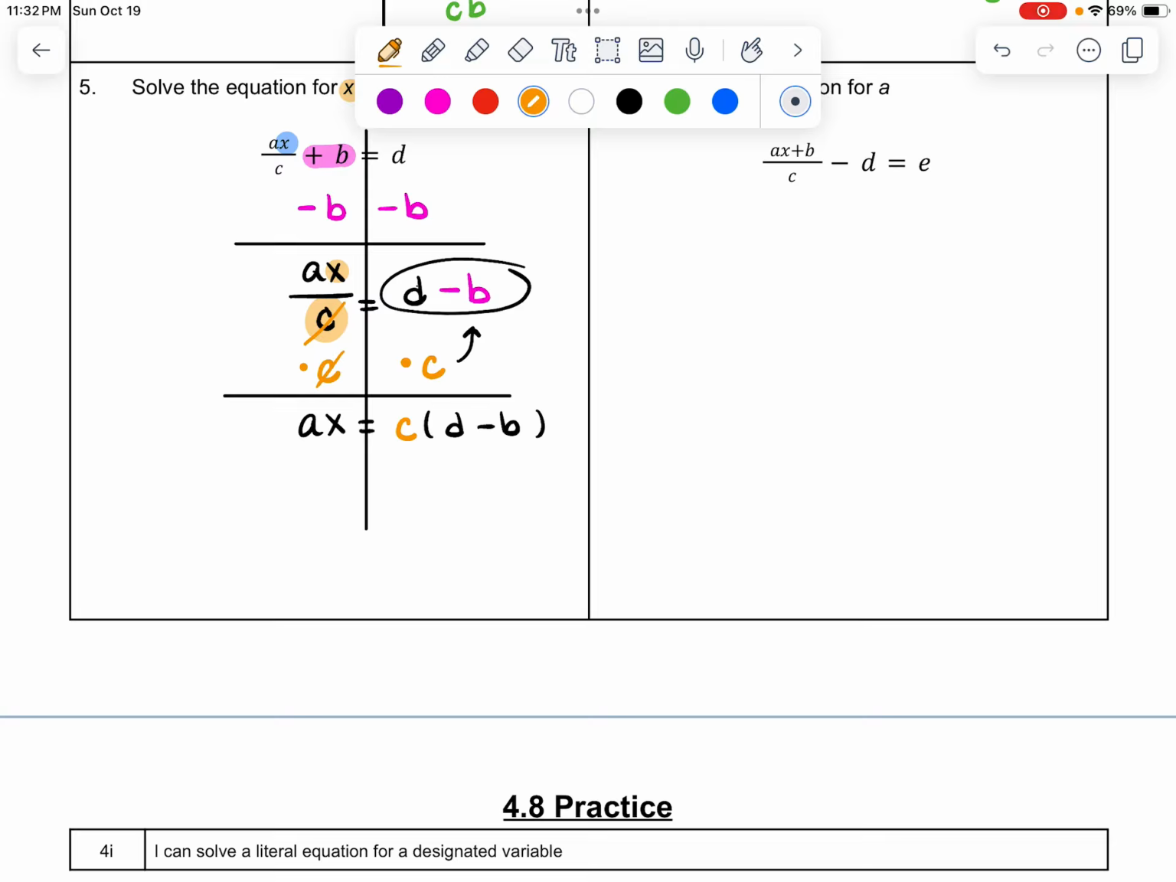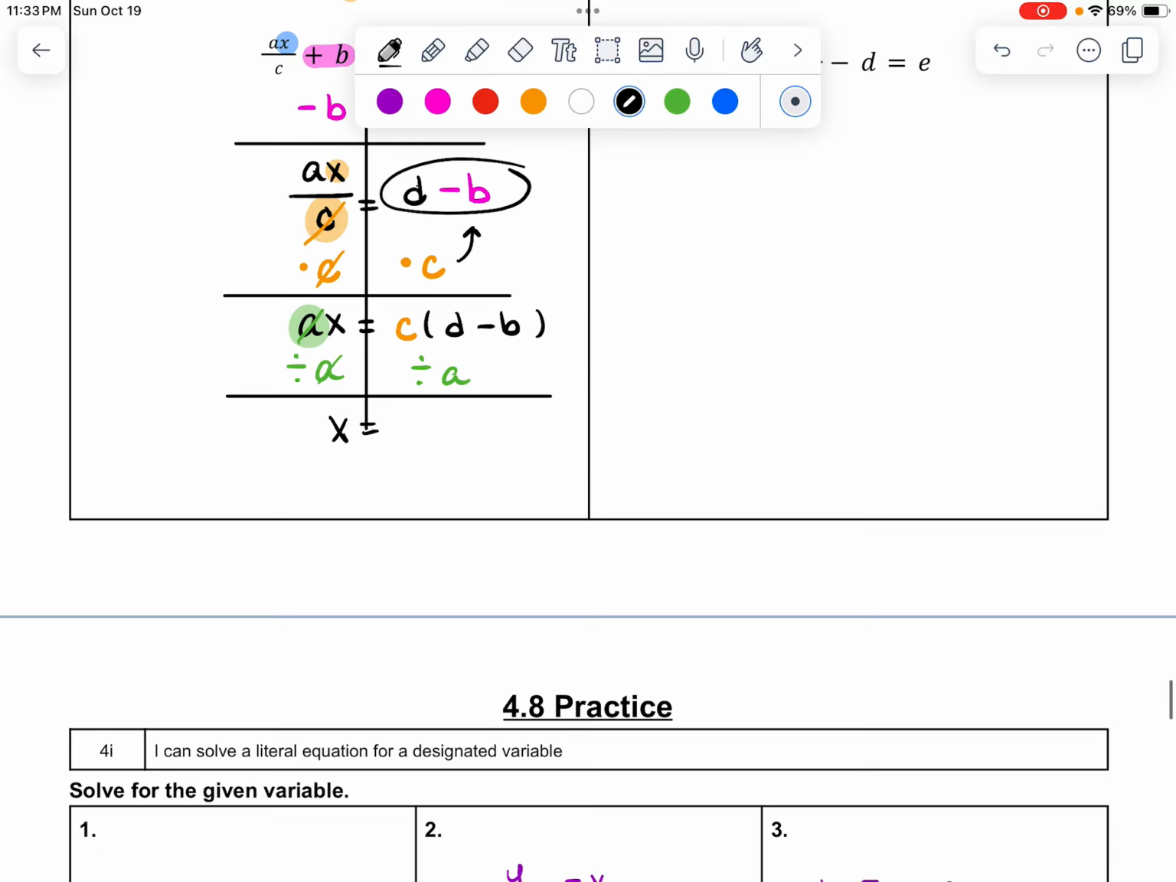Then we need to, again, get X by itself, so I need to get rid of the A, which means I'm just going to divide, because when the A is right next to the X like that, it means that it's a multiplication problem. So the A cancels and we just get X. And to show division, we just draw a line underneath. So C parentheses D minus B, and then draw a line underneath and put A.